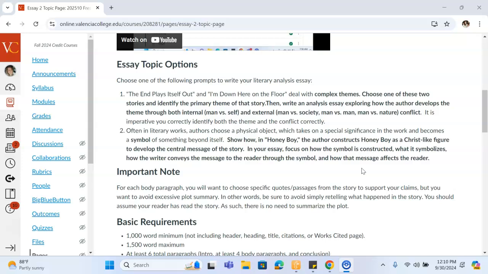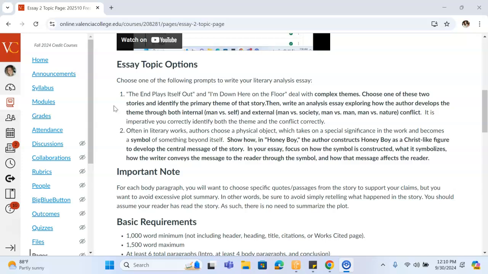Let me read these to you and we'll talk about them. The first one, deal with complex themes. Choose one of these two stories and identify the primary theme of that story. Then write an analysis essay exploring how the author develops the theme through both internal and external conflict. It's important you correctly identify both the theme and the conflict. You will choose one of these two stories, and you will write about how both internal and external conflicts are used to develop the overall theme or message of the story.